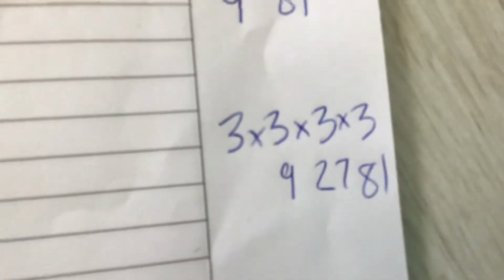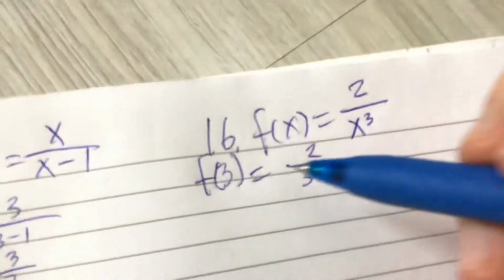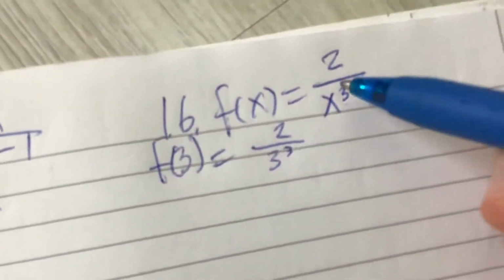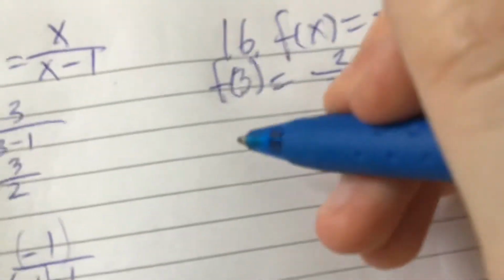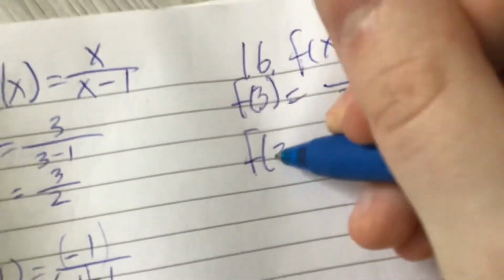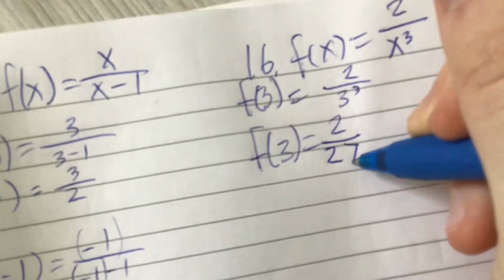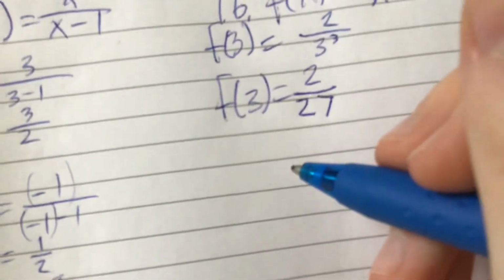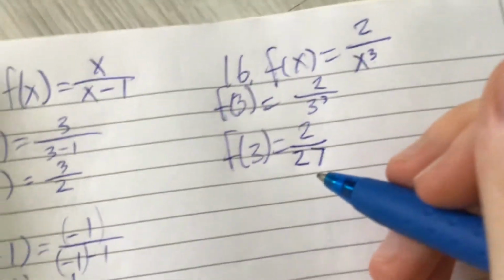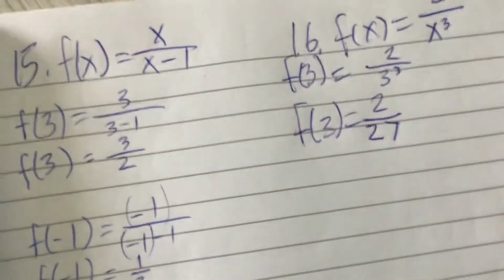I showed you before on this magical page that 3 times 3 times 3 is 27. Look what I did here. 3 times 3 times 3. So we did it to the 3rd power. In that case, we get 2 over 27. And that is our answer. I'm just going to stick with it for now.